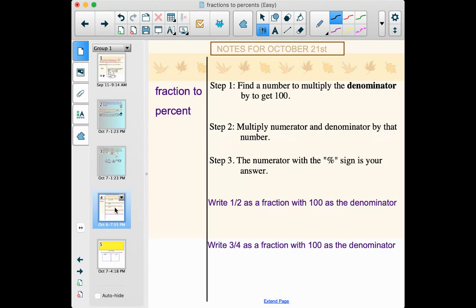Okay, so let's get those steps down. We're going from a fraction to a percent. We're going to find a number to multiply the denominator by to get 100. That's step number 1.